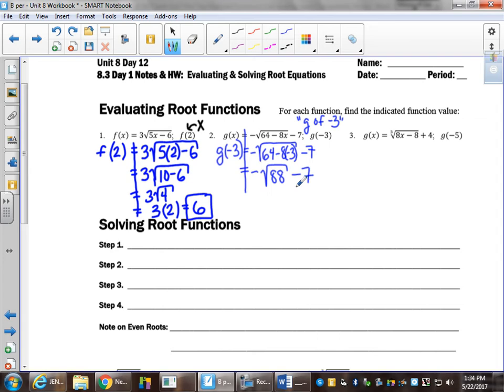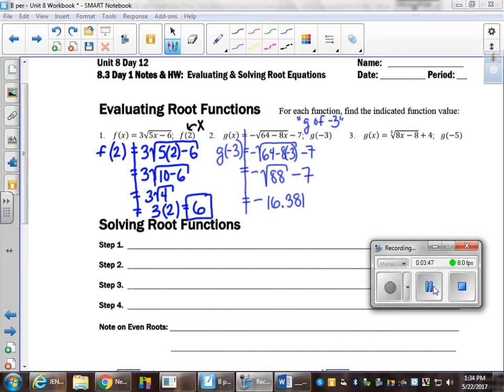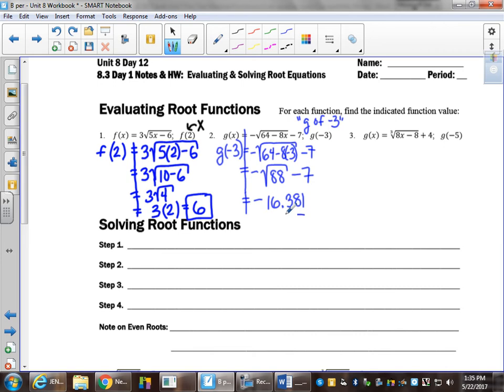Now, the square root of 88 is not a perfect square, but it doesn't mean we don't have an answer. So right now in your calculators, please type in negative square root of 88 minus 7 and see what you get. Let's round to 3 decimal places. Negative 16.381. Put it in a box, and we know we're all done.